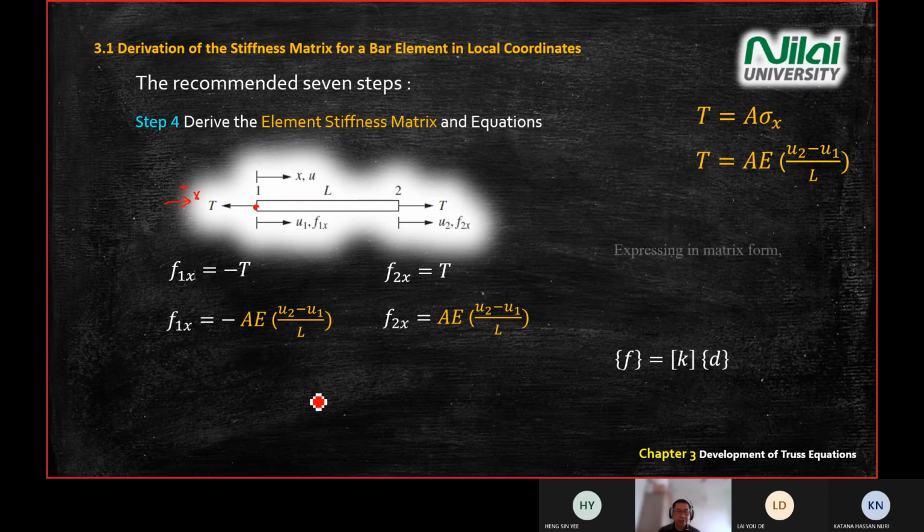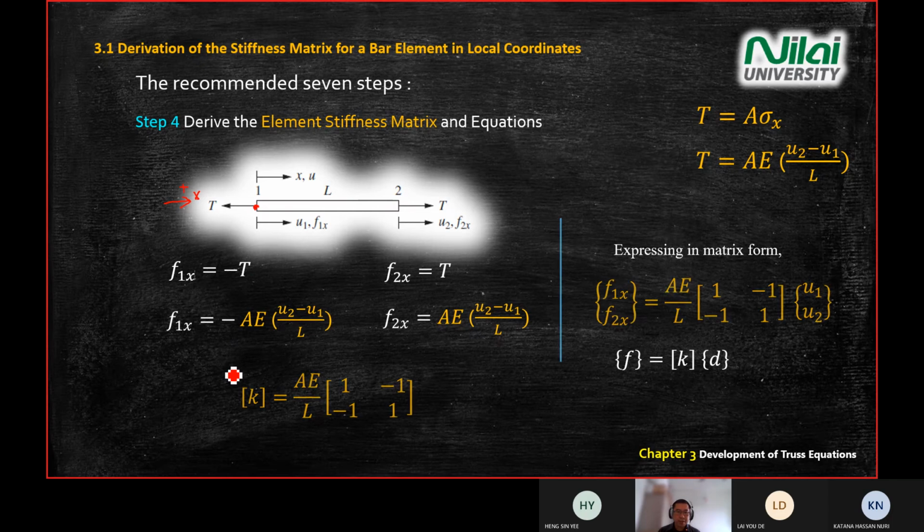Once you have this set of equations, you put them in matrix form. So these two, you put in a matrix form, with F1x and F2x on the left hand side. Then you know that your matrix equation is F equals KD. Again, we are looking at an element, so that's why you use a small f here.